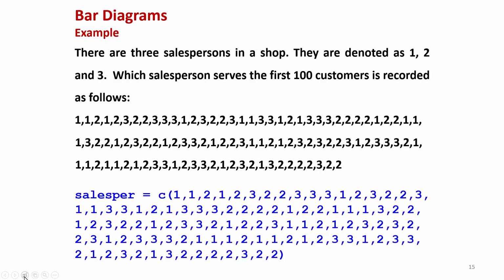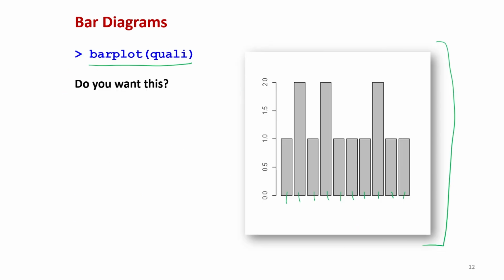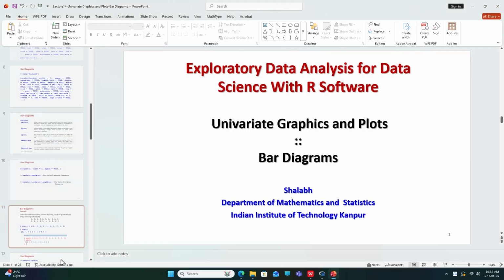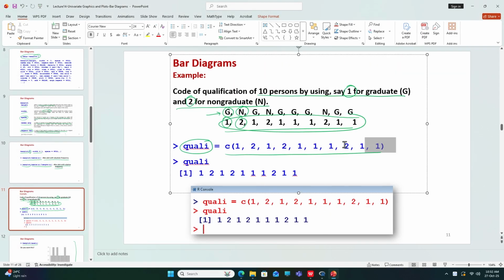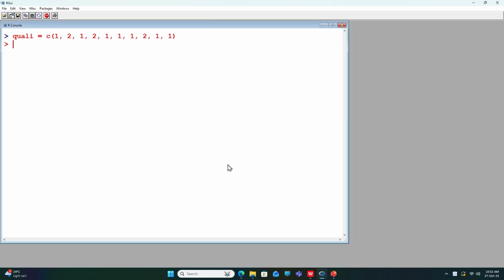So with this small example, I have given you an idea of how we are going to interpret it. And let me first show you this on the R software so that you get confidence, and then I will take some more examples to convince you. So you can see this is my data quali, and if you create the table of this quali, it will come like this.